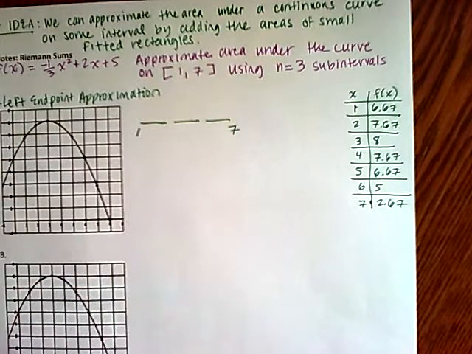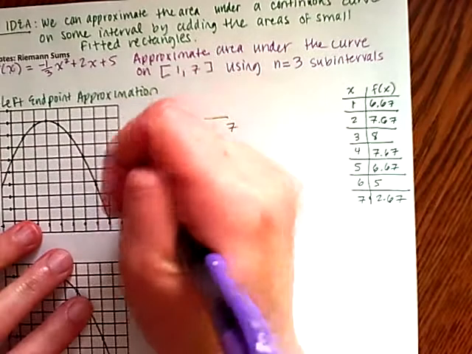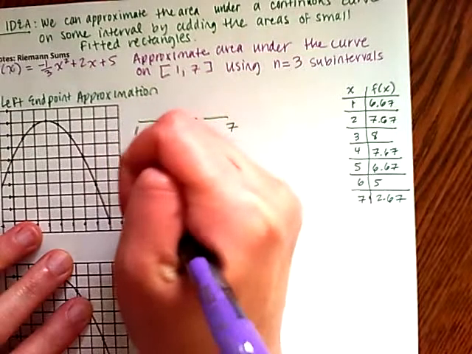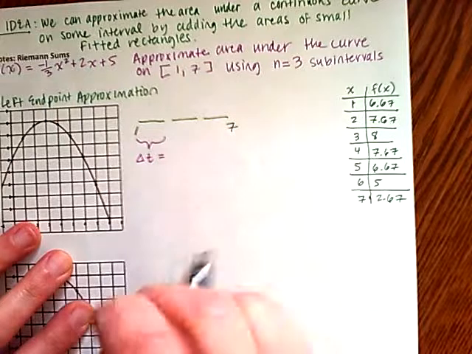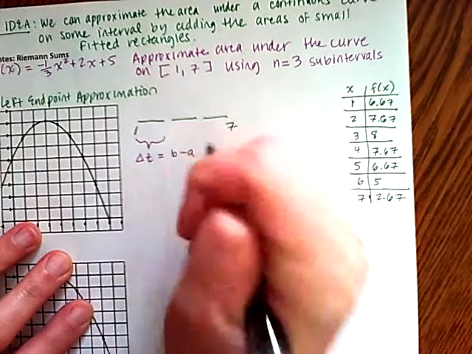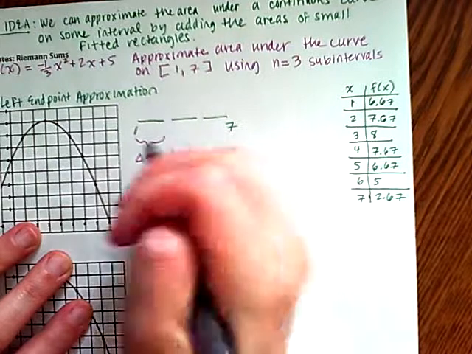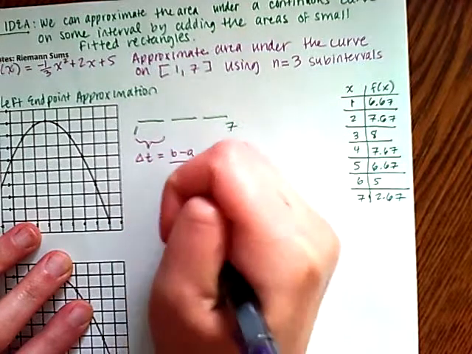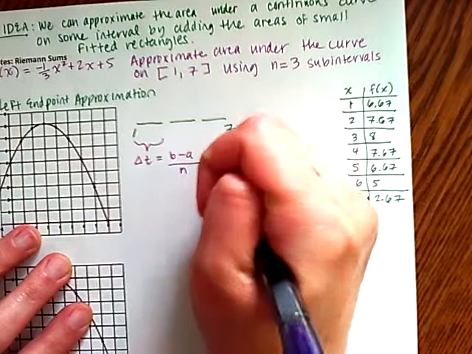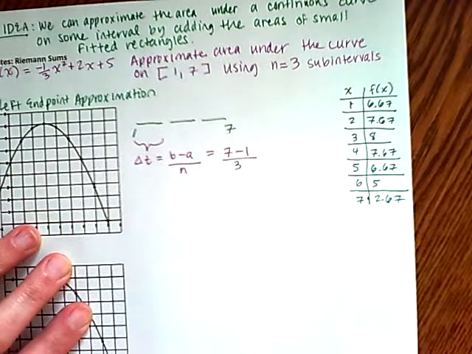We call that value the change in t, like how wide I need to make one subinterval. That's always going to equal the length of the interval, b minus a, which in our case is 7 minus 1, divided by the total number n of subintervals. So in our case it would be 7 minus 1 divided by 3, right?